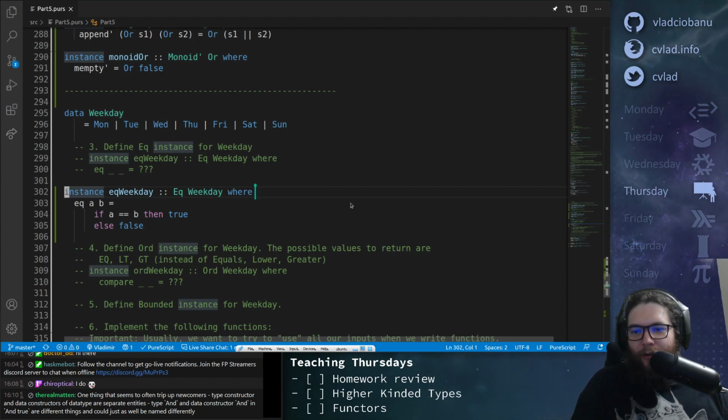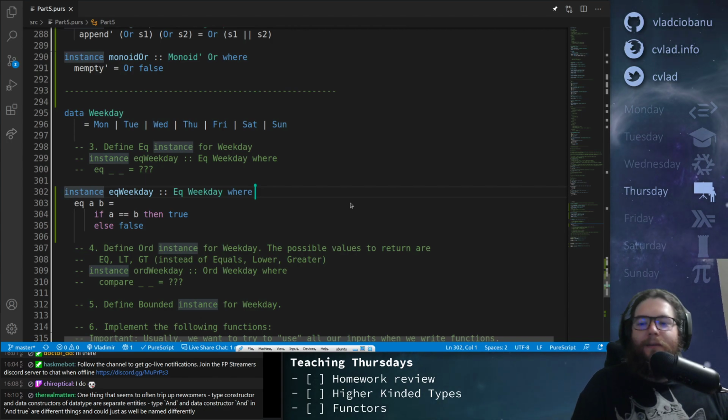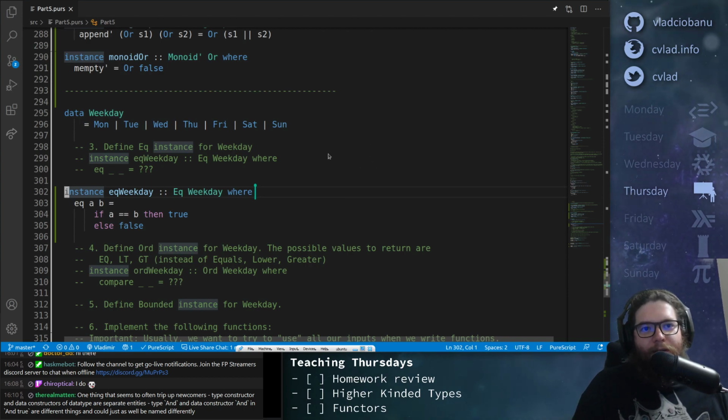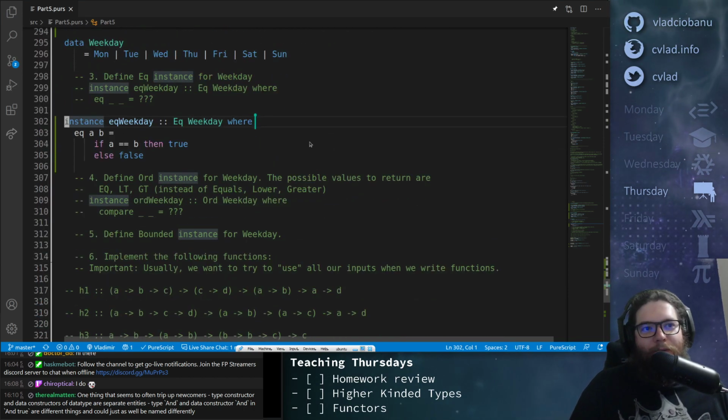One thing that often trips up newcomers is that the type constructor and data constructor of data types are separate entities. The type End and the data constructor End are different things. Oh yeah, I think I've tried explaining that, but it's still going to be wonky for a while.